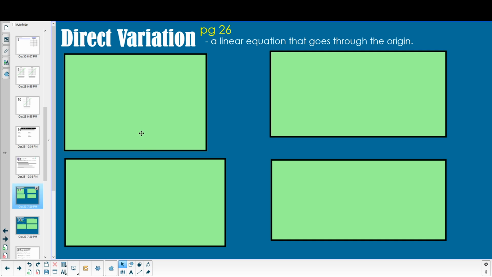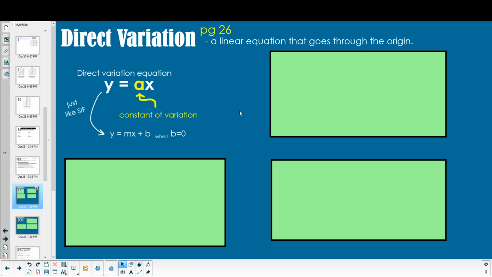All right, we're going to go ahead and talk about direct variation. And this is found on page 26. Now, direct variation, very simply put, is a linear equation that goes through the origin. Okay? Now, the direct variation equation is y is equal to a times x, where a is the constant of variation.